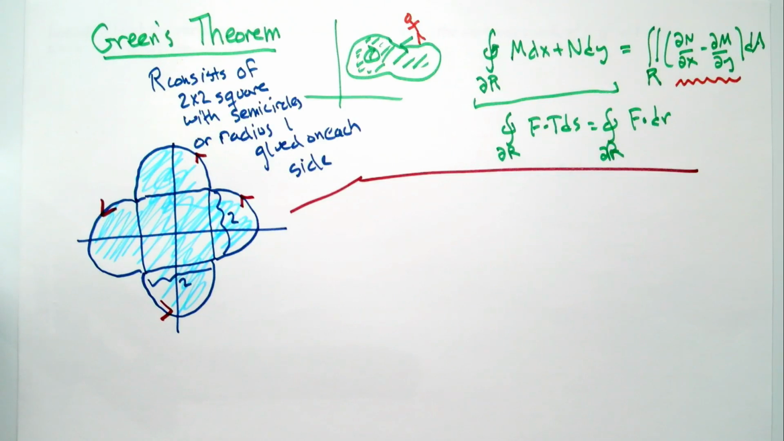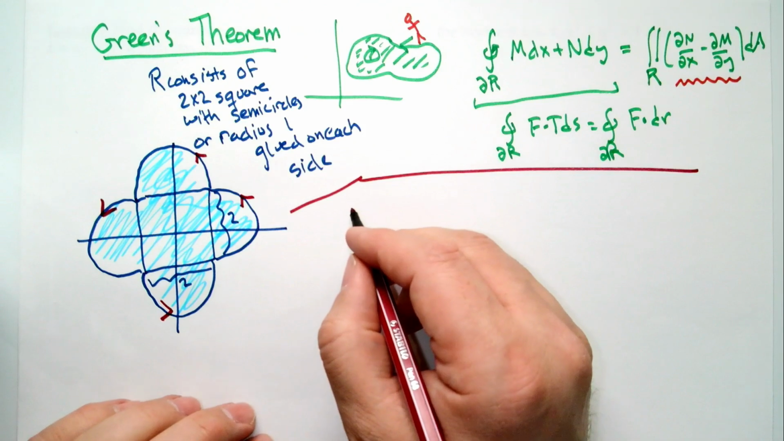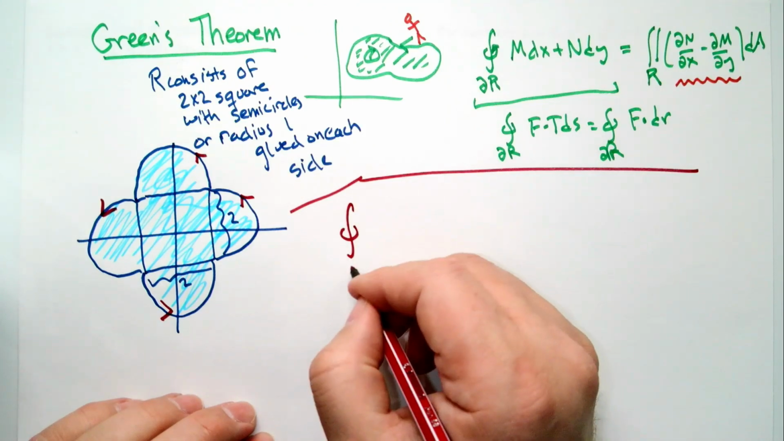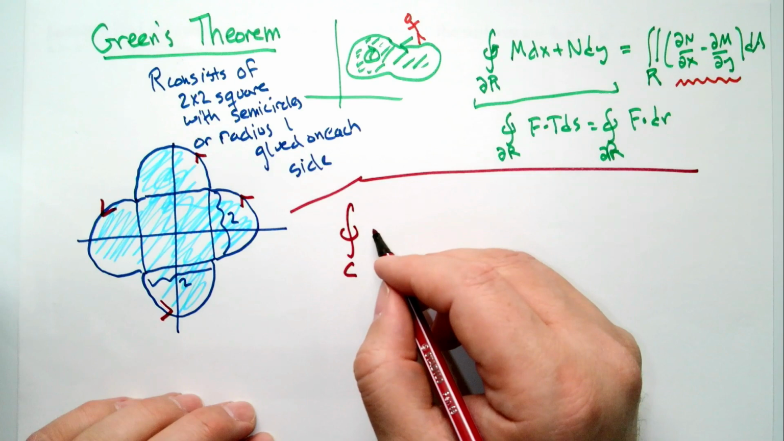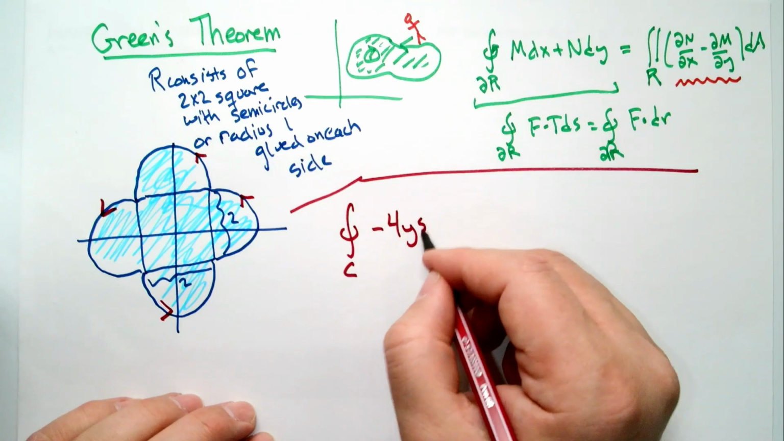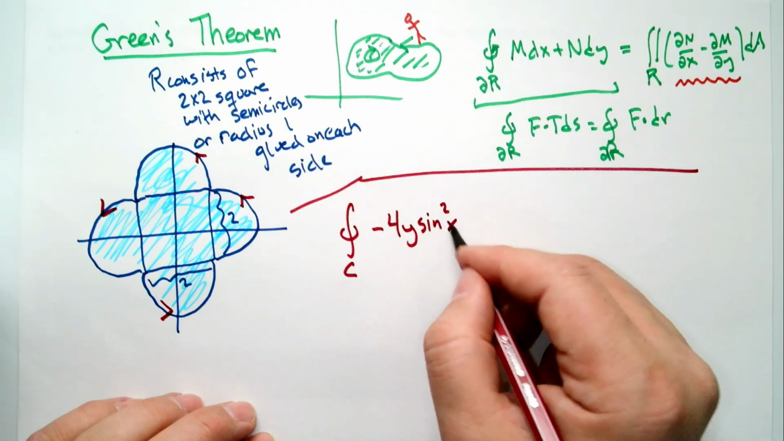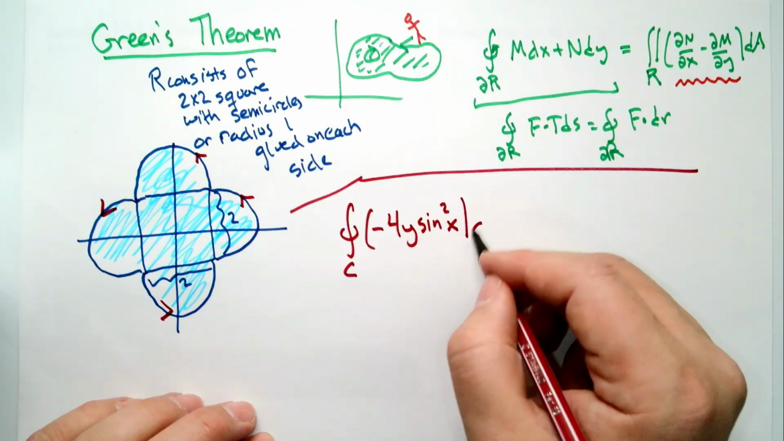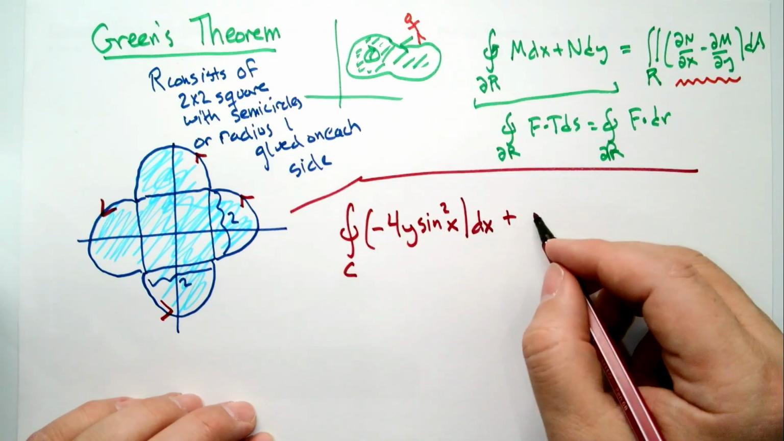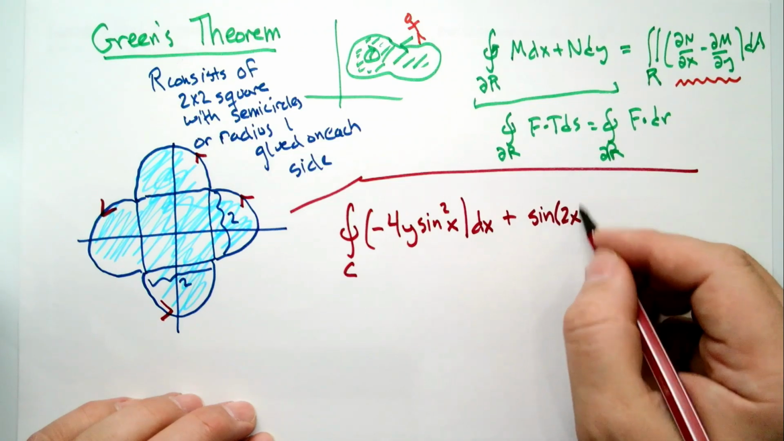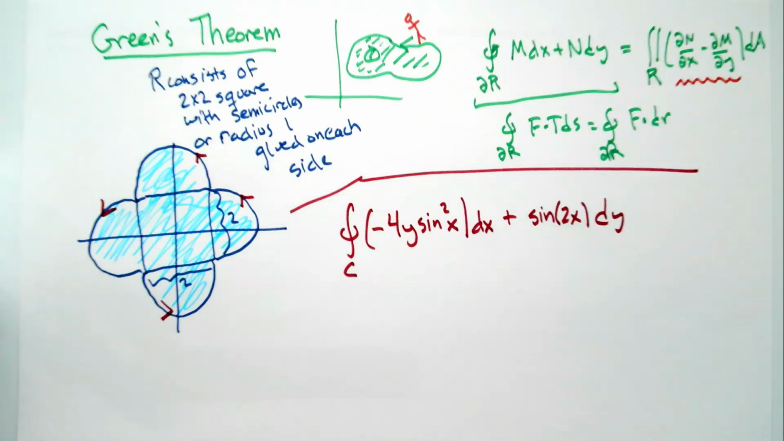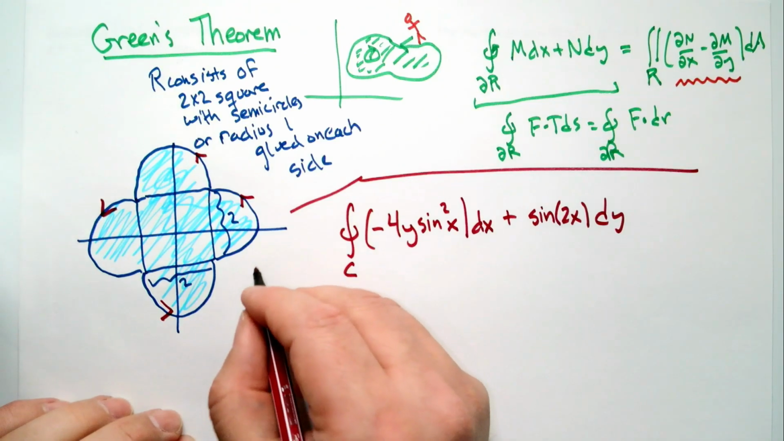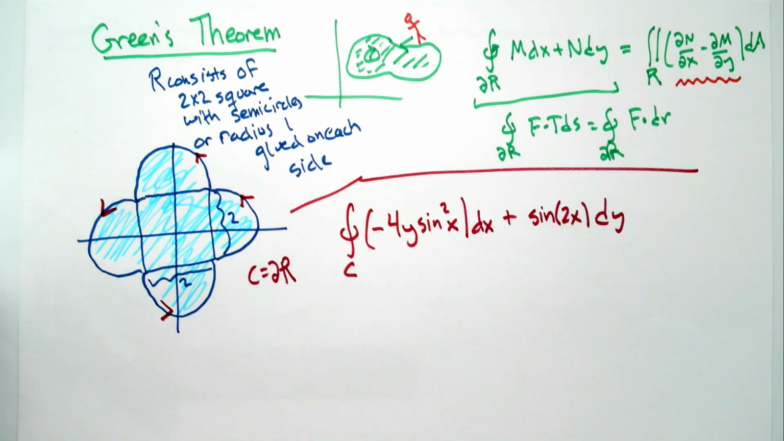All right. So what's the problem? Well, we want to integrate along the curve the following function: minus 4y sine squared x dx plus sine of 2x dy. Now where C is the bounding curve. C equals the boundary of R. Okay, so this is a type of problem that you might encounter.